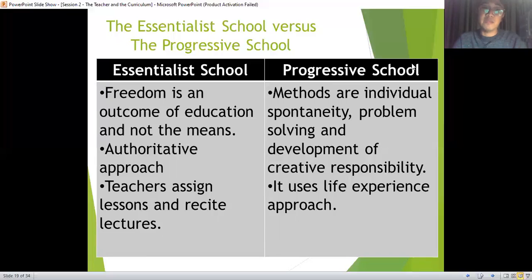Okay, that's progressive school. For essentialist school, teachers assign lessons and recite lectures. So more on memorization, more on memory work. But for progressive school, it uses a life experience approach, like your examples. The way you deliver your lesson, you relate it to real life. If you are teaching addition, subtraction, multiplication, and division, saan nila gagamitin yan sa totoong buhay? That will be your example.